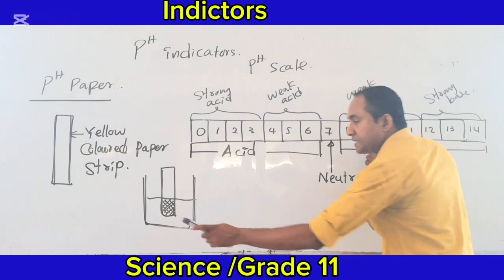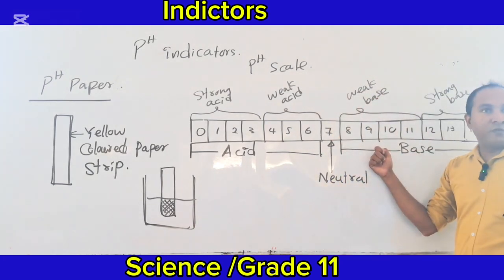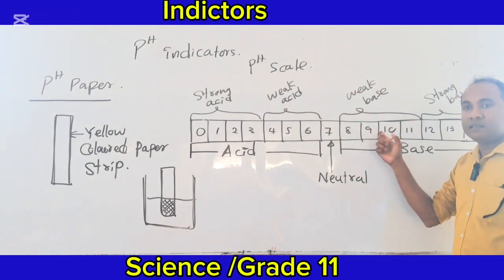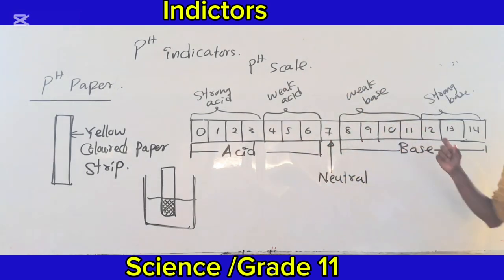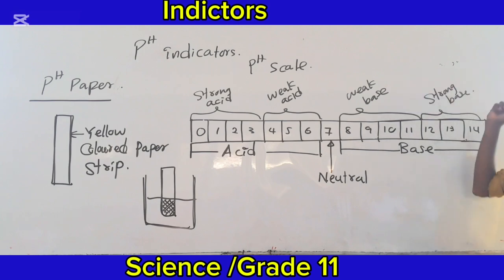The pH value of this solution is 9. If the pH value is 9, is it acid or base? Base. Strong base or weak base? 9. Weak base. Could you understand?